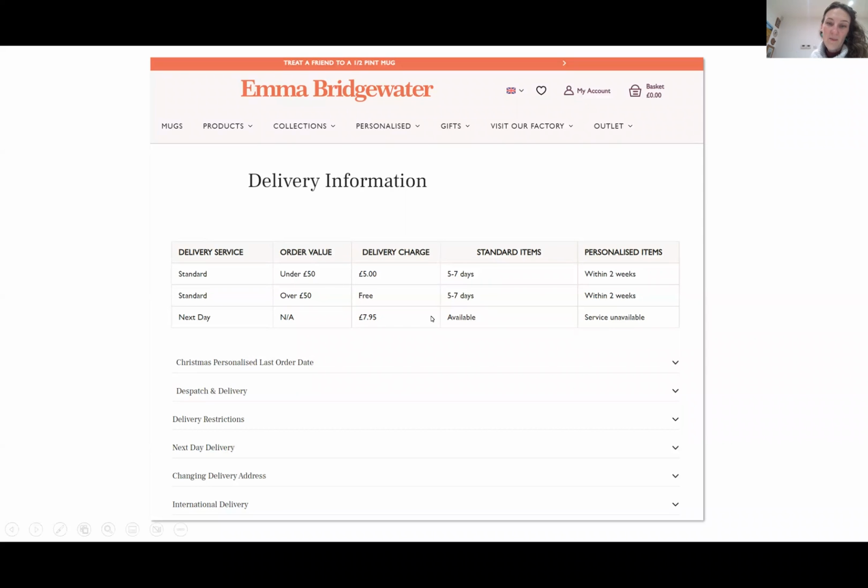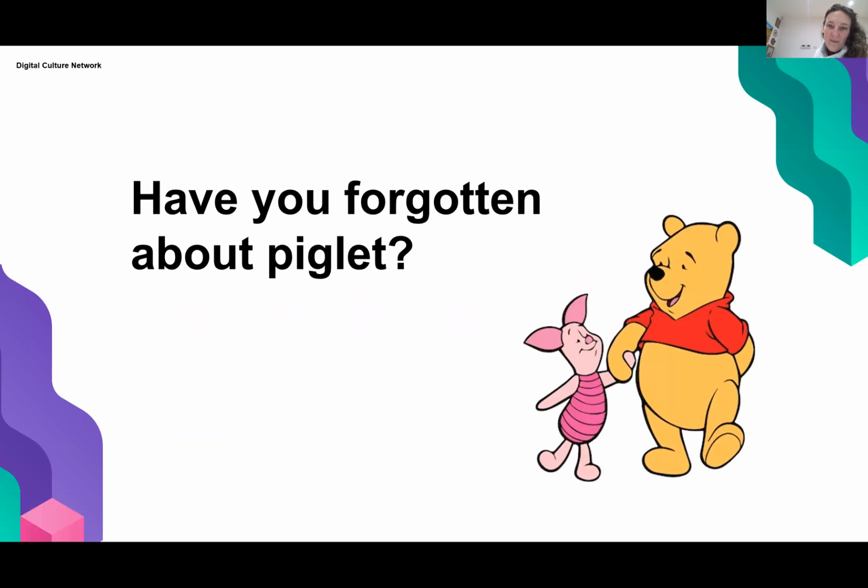And a good thing to think about is, who is the largest group of customers? And for most organizations, that will be your UK customer. So focus on addressing that largest group first on this page. Now, with that in mind, having spoken about how important delivery and returns information is, have you forgotten about it? How easy is it for you to find information about delivery and returns on your website?